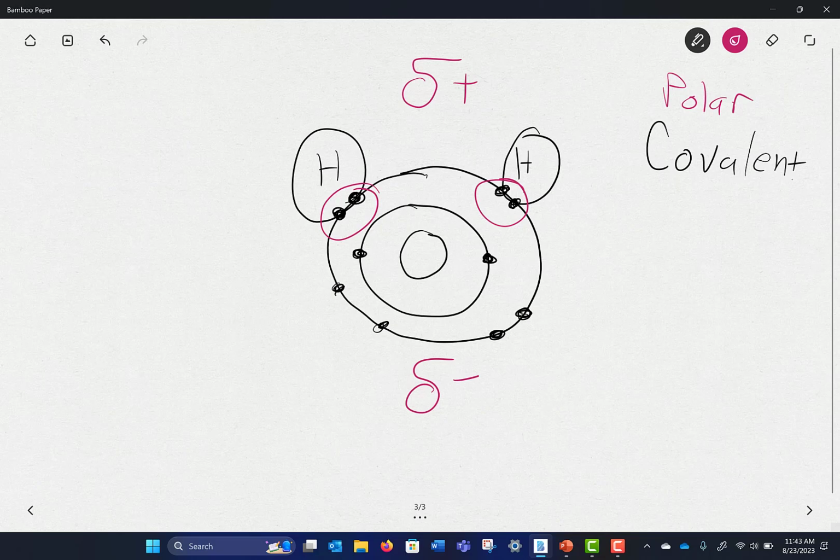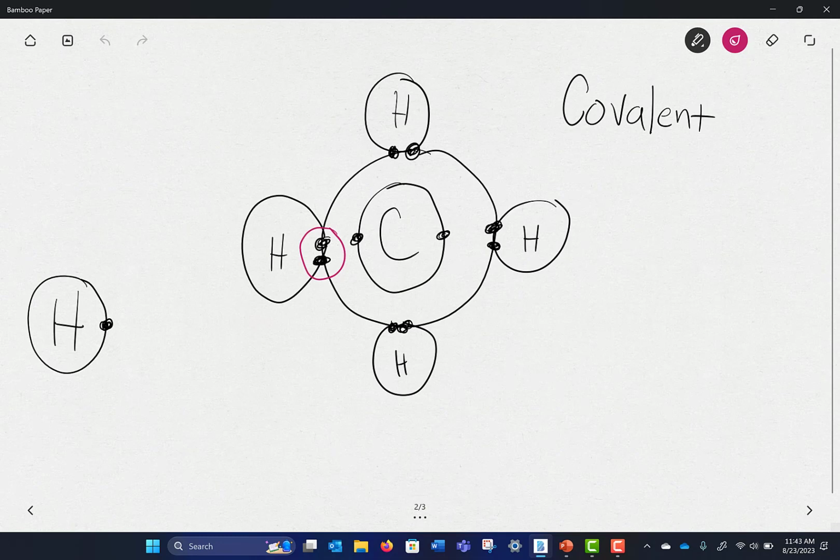When we see the word polar, and we will see the word polar a lot in this class, it means 2 regions are different from each other. In this case, it's talking about one region, the hydrogen side of the water molecule, has a slightly positive charge. The other region, the oxygen side of a water molecule, has a slightly negative charge. Polar covalent bonding. Let's go back and look at our carbon hydrogen.